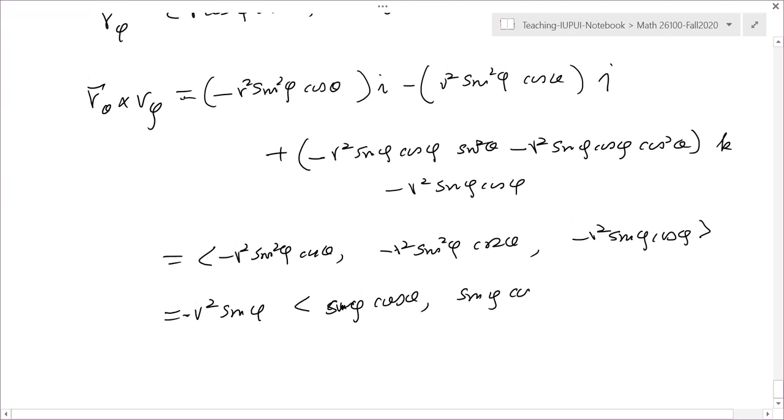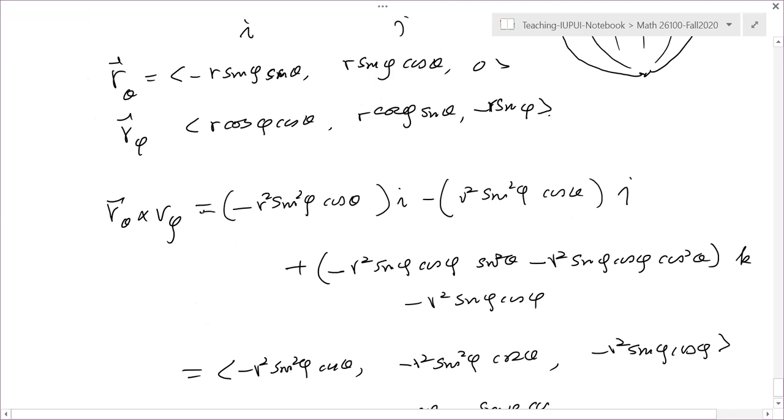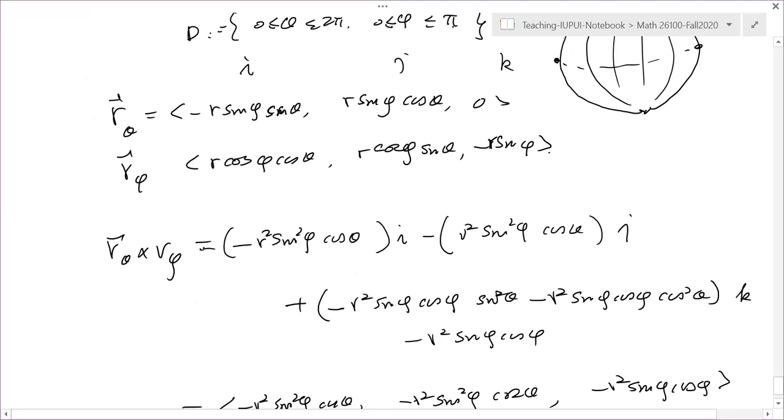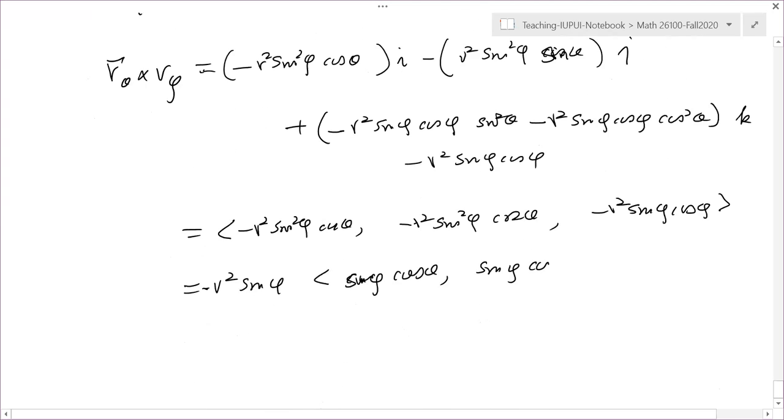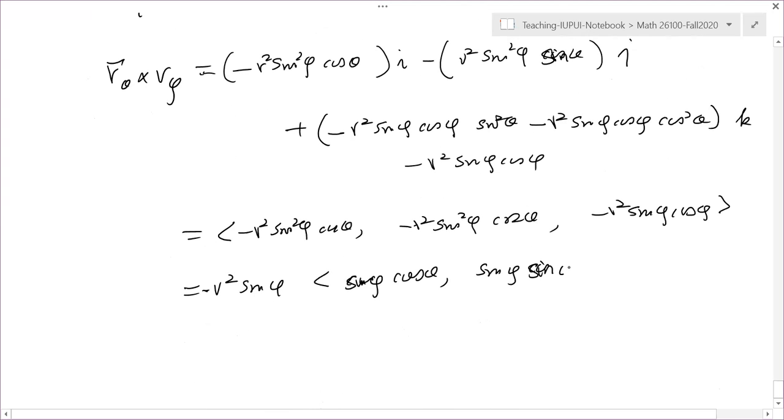Why do I always have a cosine theta? I should have sine theta. Okay, let me double check. This should be sine theta. Okay, this is sine theta, right? And then cosine phi. Okay.